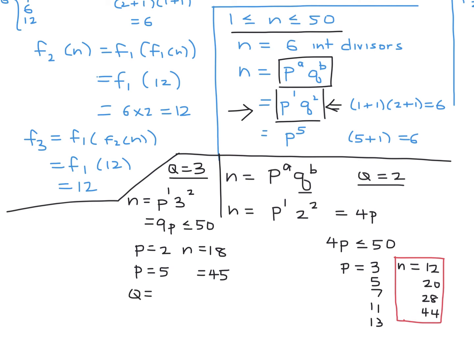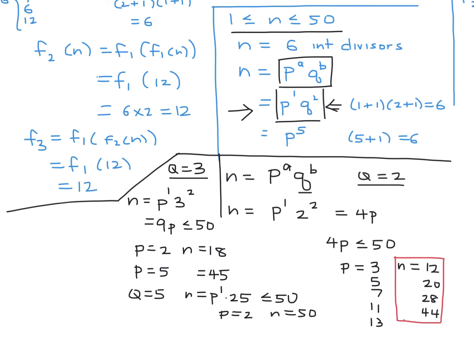If q equals 5, you have n is equal to p to the power of 1 times 25. And the only way you're going to get that less than 50 is if p is equal to 2, and therefore n would be 50.